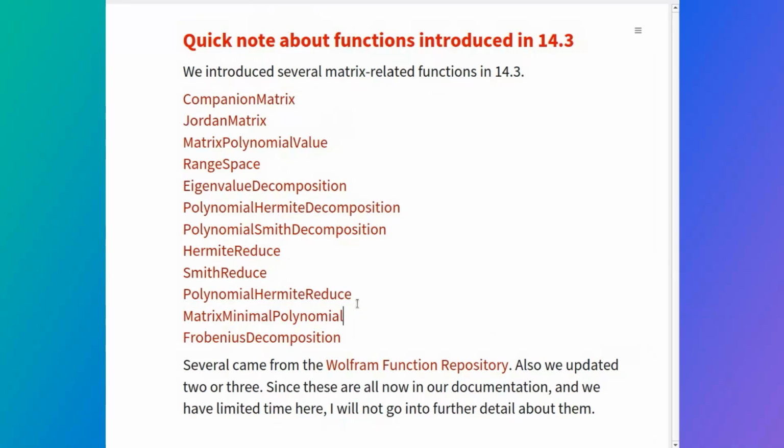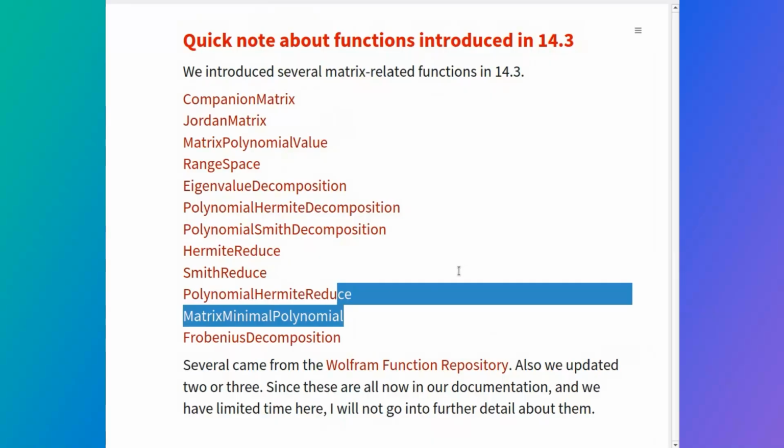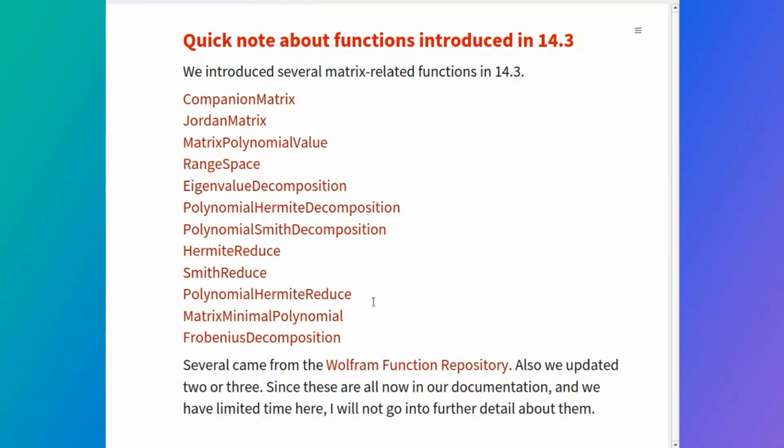We also added these reduce versions: Hermite reduce, Smith reduce, and the same with polynomial Hermite and Smith, which I seem to have missed one of here. Those are short forms that skip creating conversion matrices, and sometimes people want those. We've had them requested, and they can be faster to compute than the full decompositions. We are adding more of those in the next release, as you'll see in a moment.